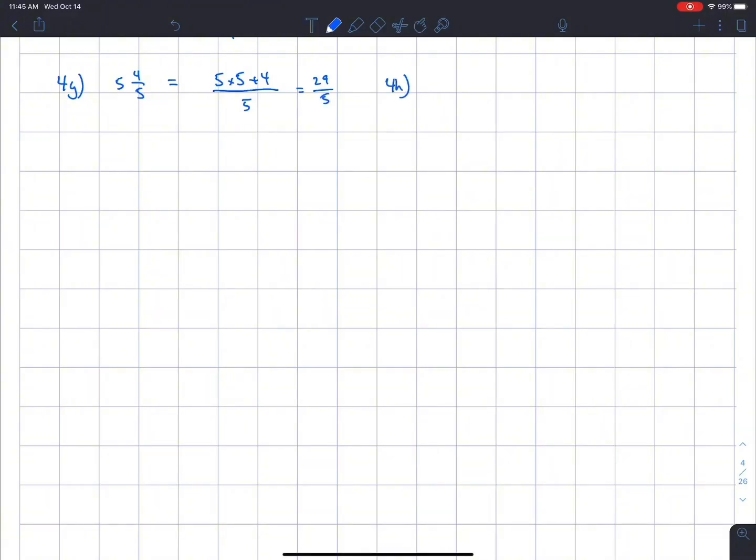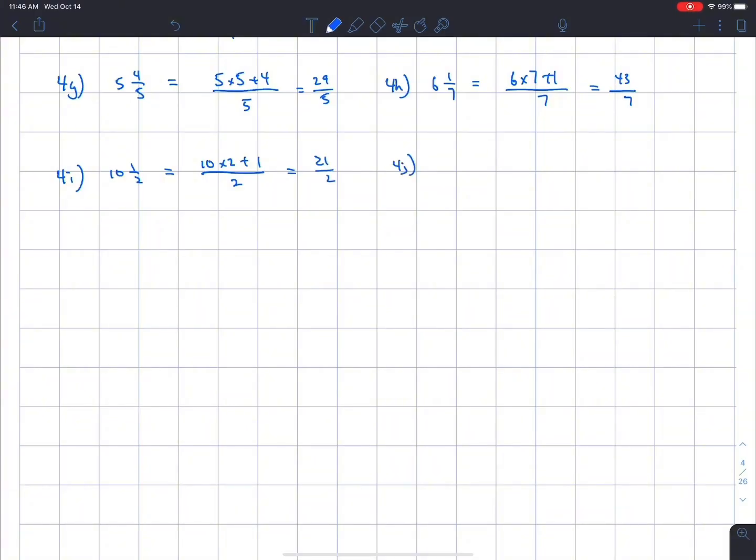For H, 6 and 1/7 is 6 whole times the denominator, 7 pieces in each whole, plus the numerator 1 over the same denominator 7. 6 times 7 is 42. 42 plus 1 is 43. So 43 over 7 will be the answer. For I, 10 and 1/2. 10 whole times 2 pieces in each whole plus 1, the numerator, over the same denominator 2. 10 times 2 is 20. 20 plus 1 is 21.